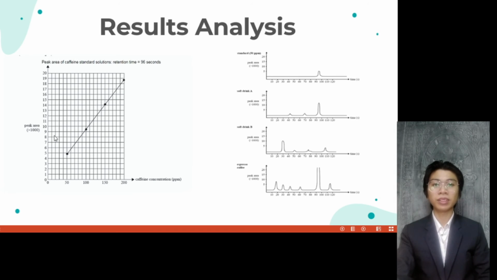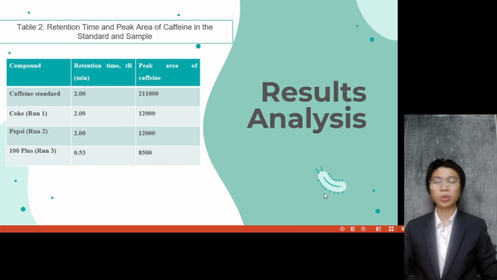Moving on to result analysis. On the left side of the slide, you can see the peak area of the caffeine standard solution, and the retention time is 96 seconds. On the right side of the slide, you can see the peak area graph for caffeine standard, Coke, Pepsi, and 100 Plus. As you can see in Table 2, is the table of retention time and peak area of caffeine in the standard and sample.